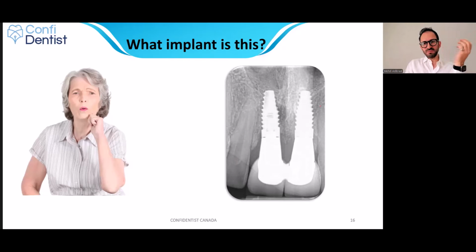So take a look at this implant, and I think by now you should be able to tell the type of implant and whether I have platform switching or not. Yes, this is a BioHorizons implant, bone level. This is my prosthetic platform. It's bone level, and there is no platform switching.